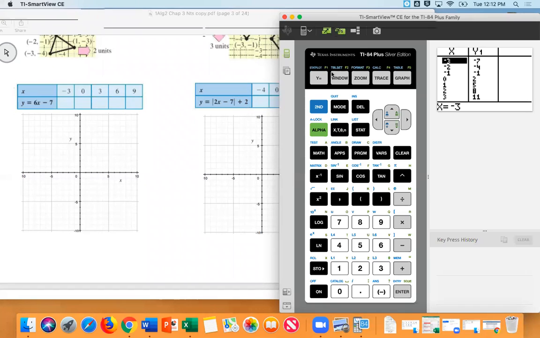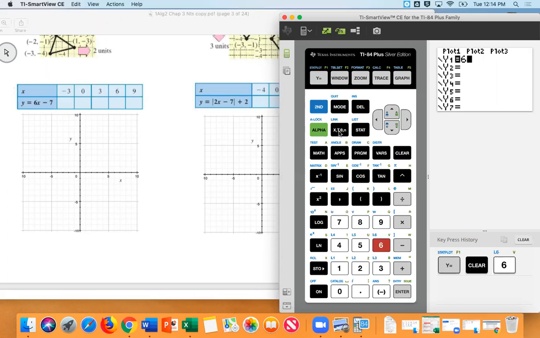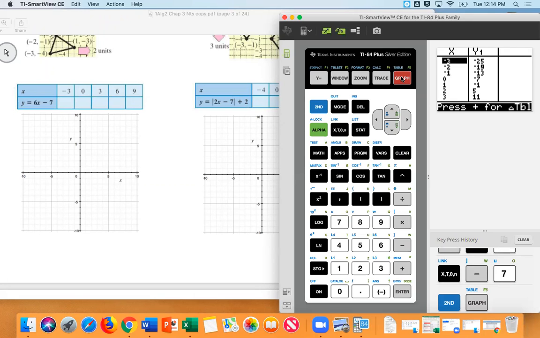So I can come over here and I can type in 6x minus 7. And I need to get the table. So I'm going to hit the blue button and graph. And it gives me my table. Now, these numbers in the table will correspond to the numbers in x, so -3, okay, that's going to be -25. 0, well, that's going to be -7. 3 is going to be 11.